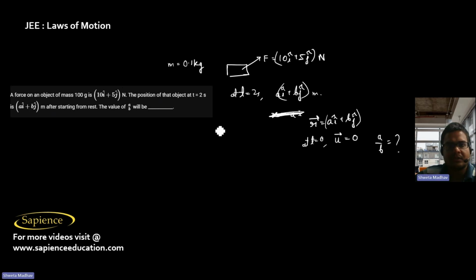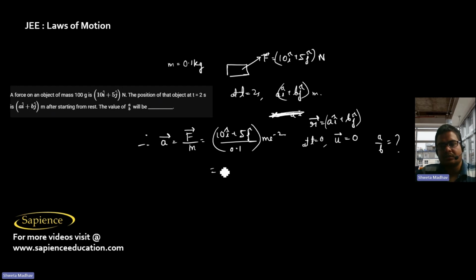Force is acting and mass is this. So therefore we can find out the acceleration. Acceleration will be f by m. So this is 10 i cap plus 5 j cap divided by 0.1, this much meter per second square. So this will be 100 i cap plus 50 j cap meter per second square.